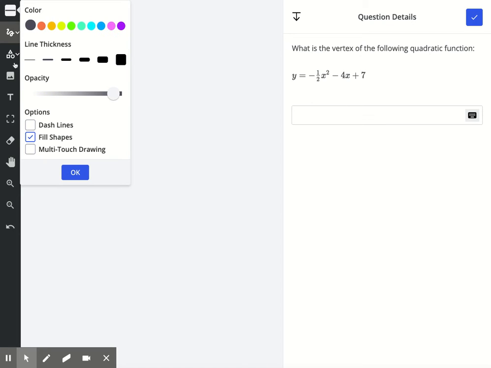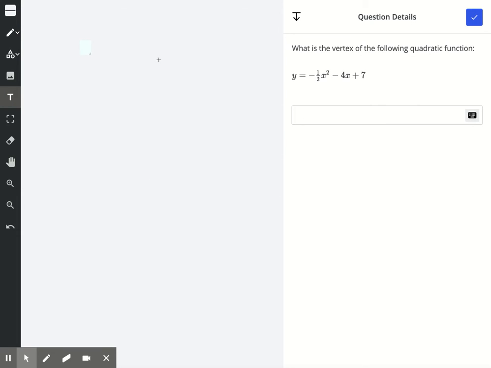Well, let's recall that my standard form is y equals, and we'll give you this. And that's where the A, B, C comes from. So the first thing you're going to do is identify A equals, B equals, C equals. So what is in the A position? A negative 1/2. What is in the B position? Well, the B is in front of the x, so negative 4. And what is in the C position? 7.